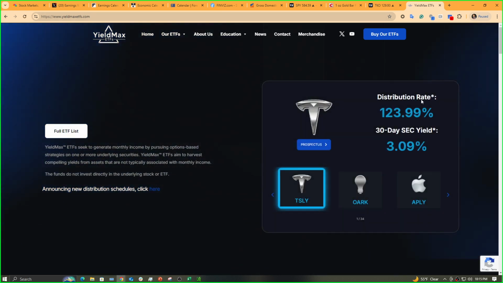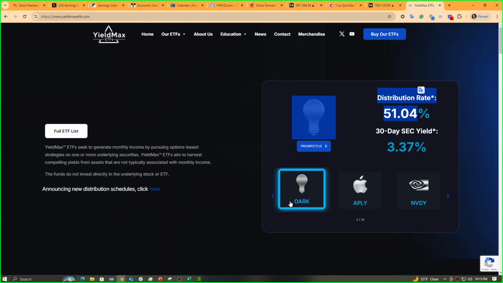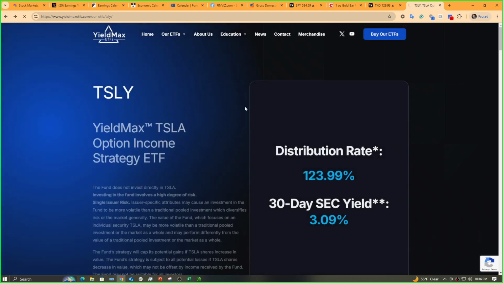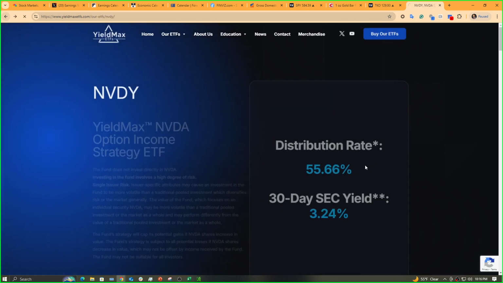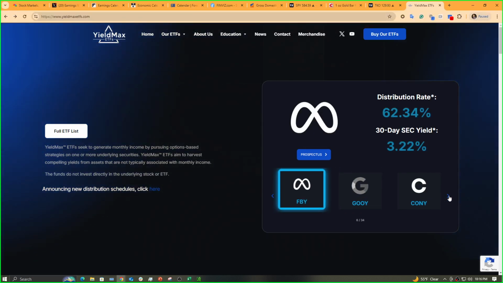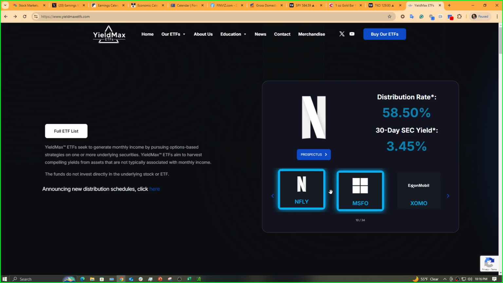As you can see, distribution rate, this is 123% per year, man. Like, what the hell, right? That is a lot, right? If this doesn't motivate you to get into TSLY, seeing that 123% distribution rate, fantastic. They got Apple, Nvidia, Amazon, Facebook. You see all of the companies that they have, right? They got Meta, Google, CONY. That's what we're in. They got Disney, Netflix. I forgot they had Netflix.